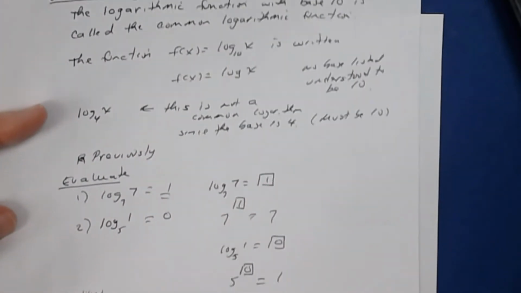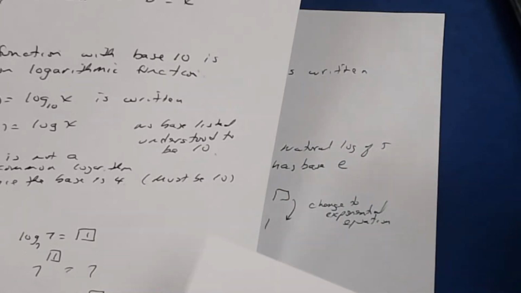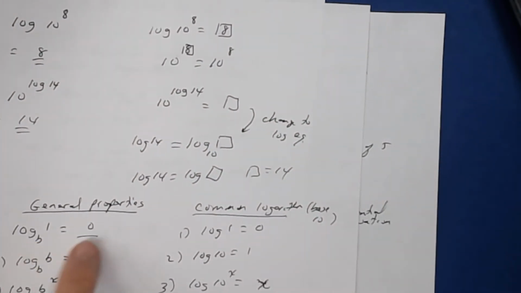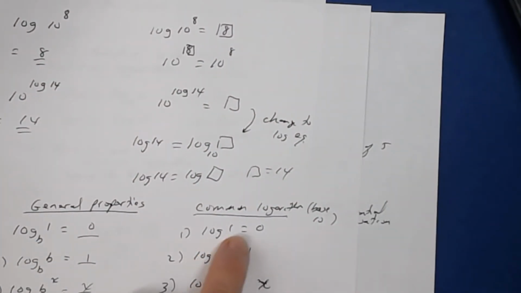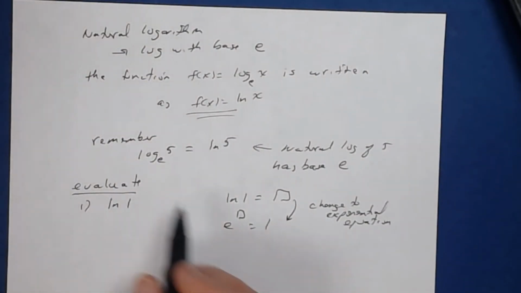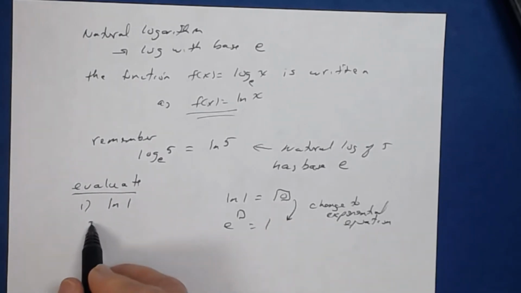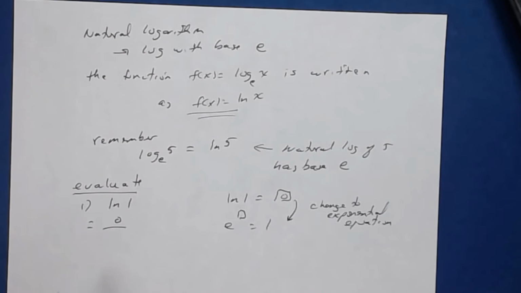Remember we said 10 to what power is 1? 0. Same thing. Whenever the argument is 1, the logarithm is equal to 0. So 10 to the 0 power is 1, so that's equal to 0. It's the same thing. It's just that this base is e instead of 10 or 4 or 7 and so on.